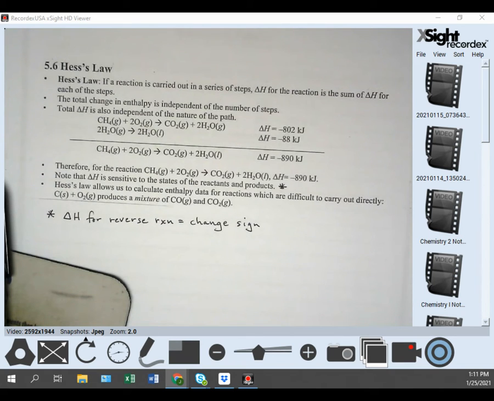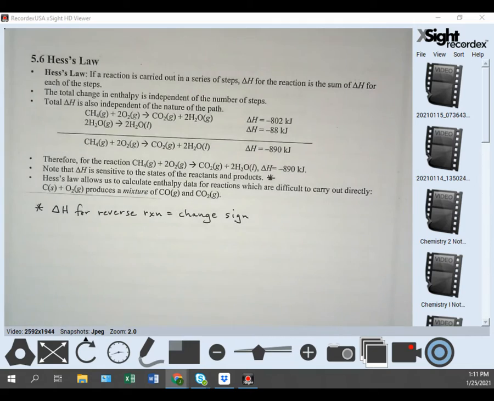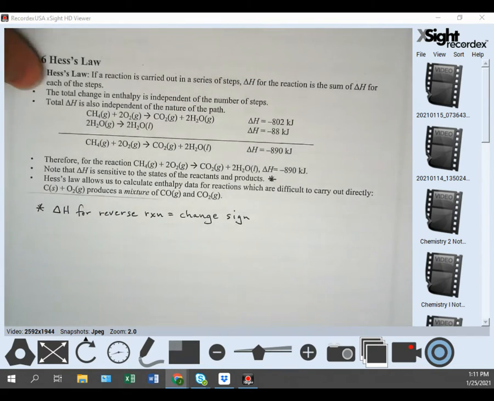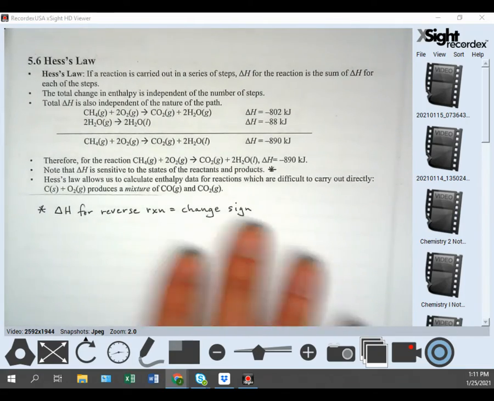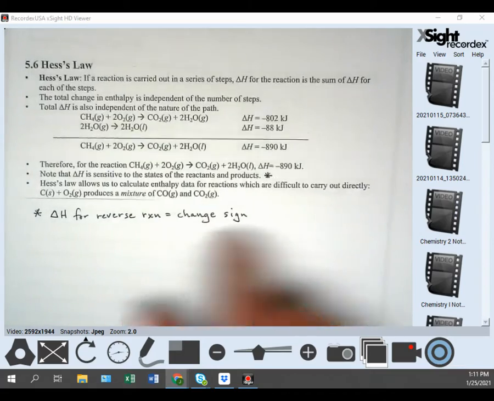Okay, so just to give you guys an idea of some of the stuff I had for you. So you have the Hess's law notes, that obviously I put in there. We'll get to that in a second.